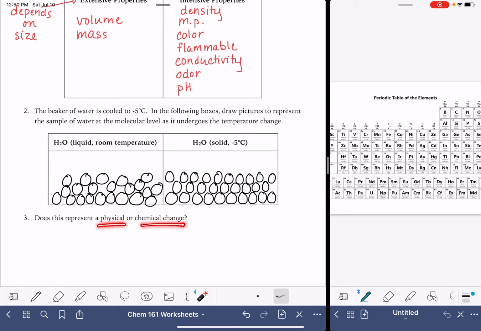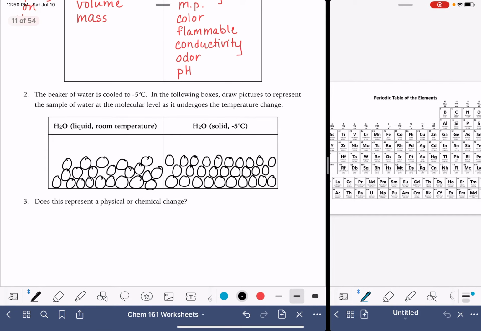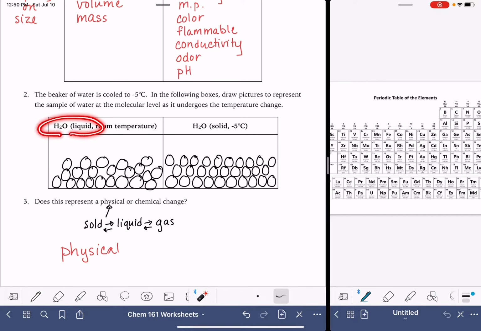Does this represent a physical change or a chemical change? A physical change is when we are just changing from a solid to a liquid, or from a liquid to a gas, or vice versa, any of those. Changing what its state is. So this would be a physical change because we are changing from liquid water to solid water. A chemical change is where you change an object's identity, change what it is. So a chemical change would involve changing this into something that's not even water anymore.